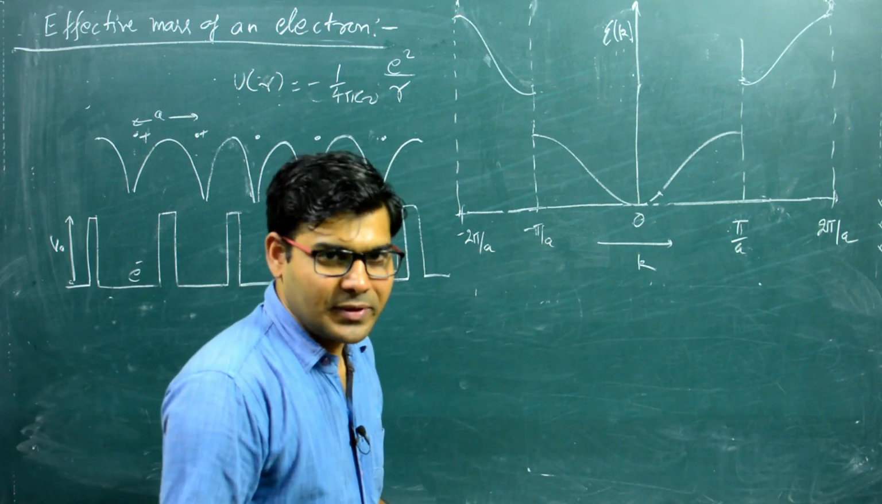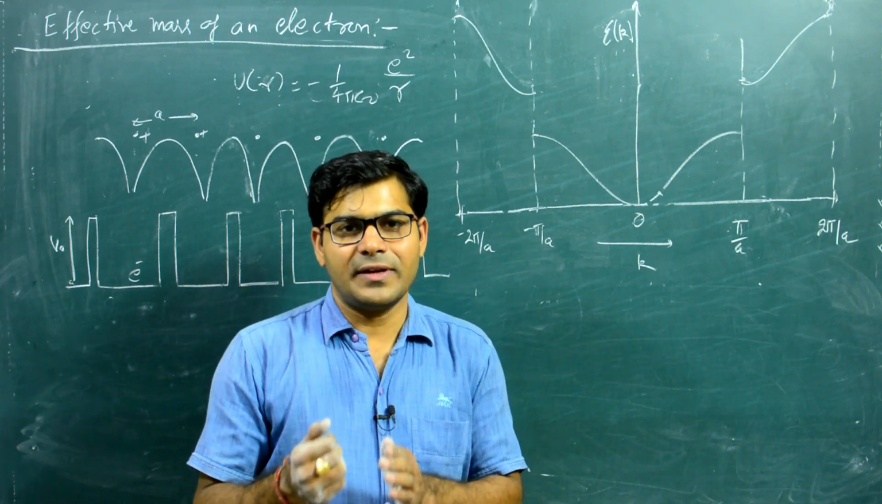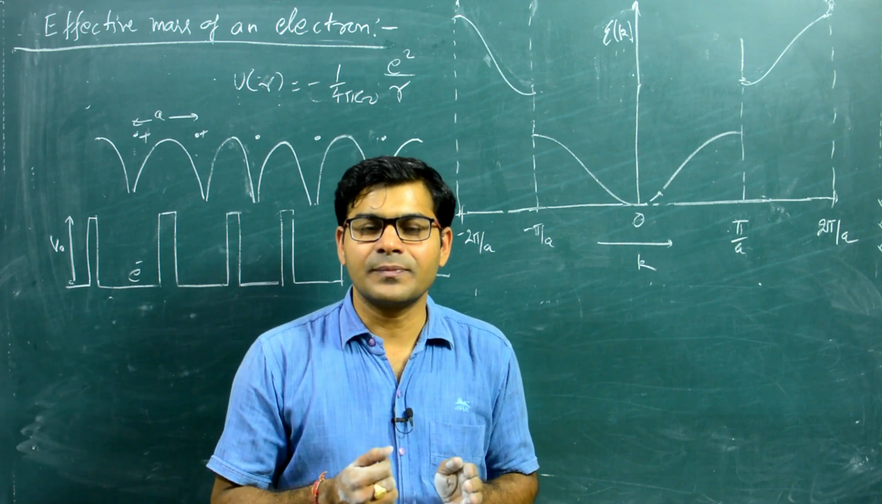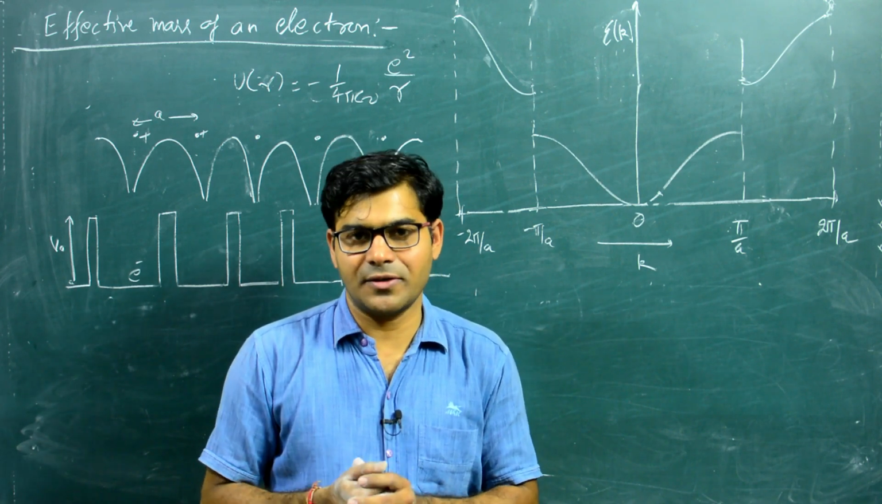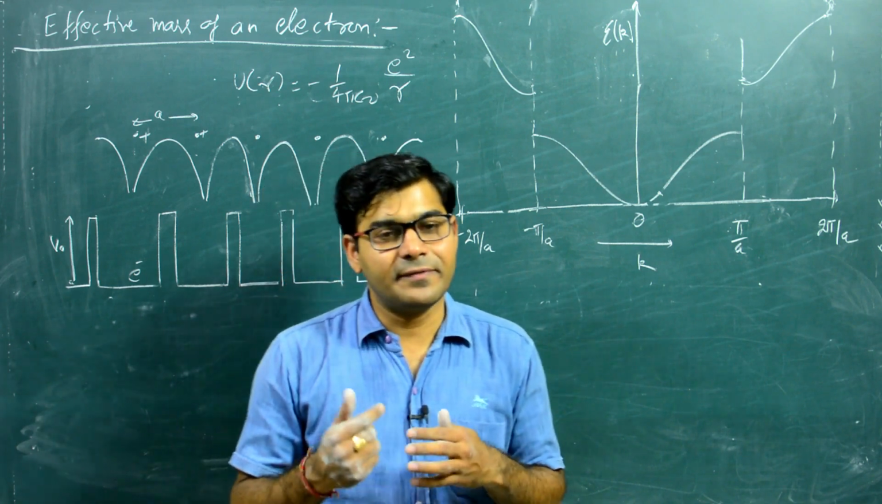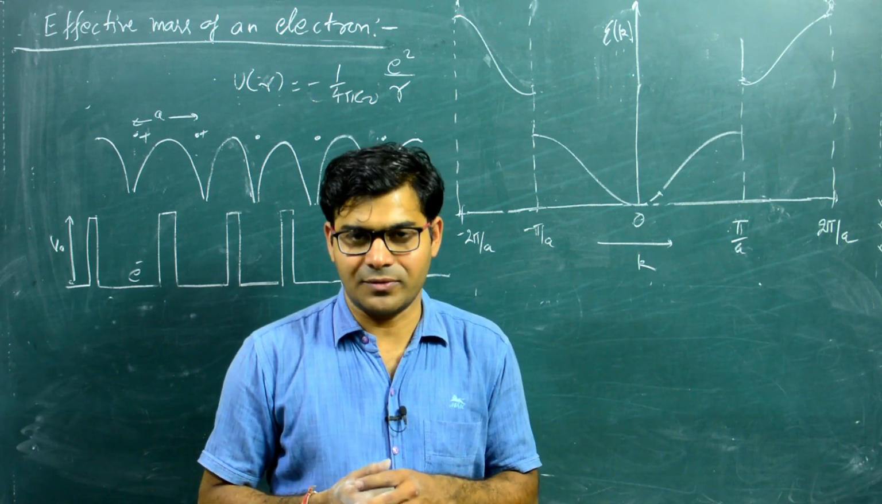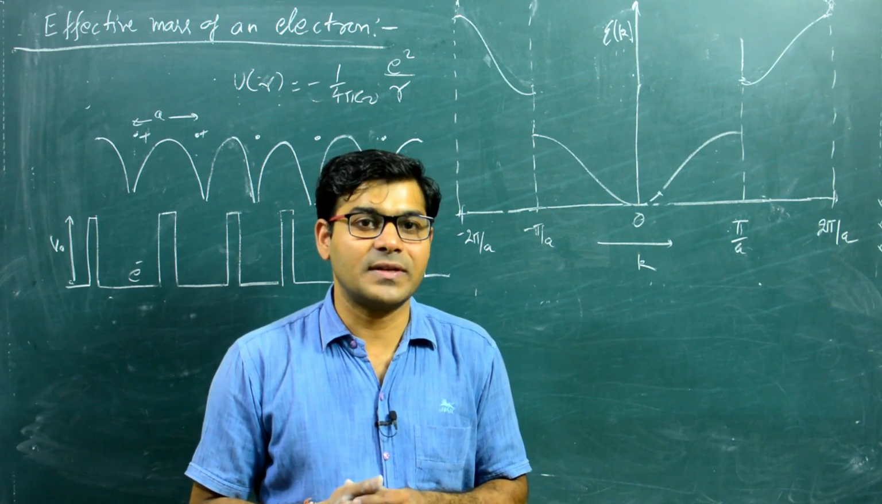Hello. So in today's video, what we'll discuss is: what is the mass of an electron when it moves under the impression of an external electric field inside a periodic lattice. That mass is usually different from the rest mass of a free electron, which is 9.1 × 10^-31 kg.